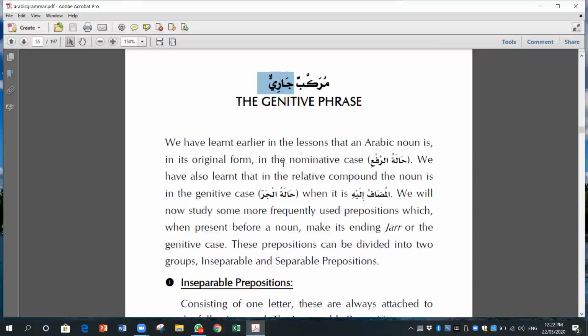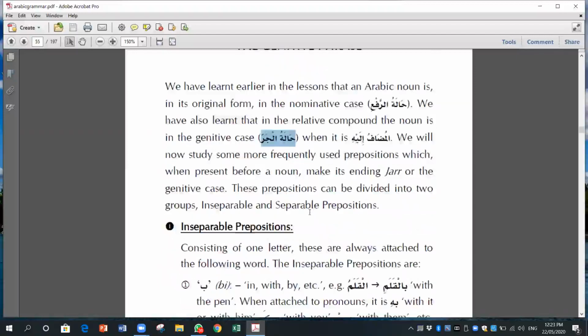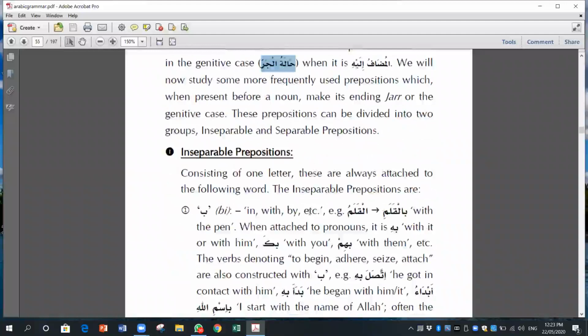Actually, I skipped the halat, the situations of the word, the positions of the nouns. We have skipped it, but anyhow, inshallah, we'll go back and do it. So jar is a halat, a position, a case of an ism, of a noun, which carries kasra in the end. You will better understand when we go back and do all these positions of the nouns.